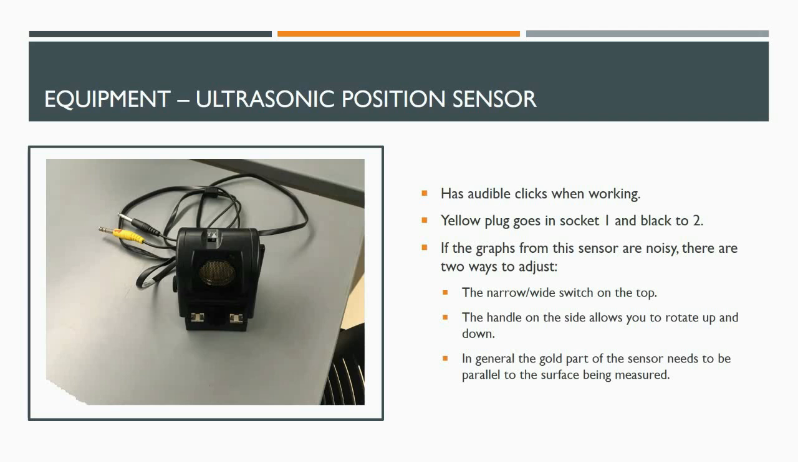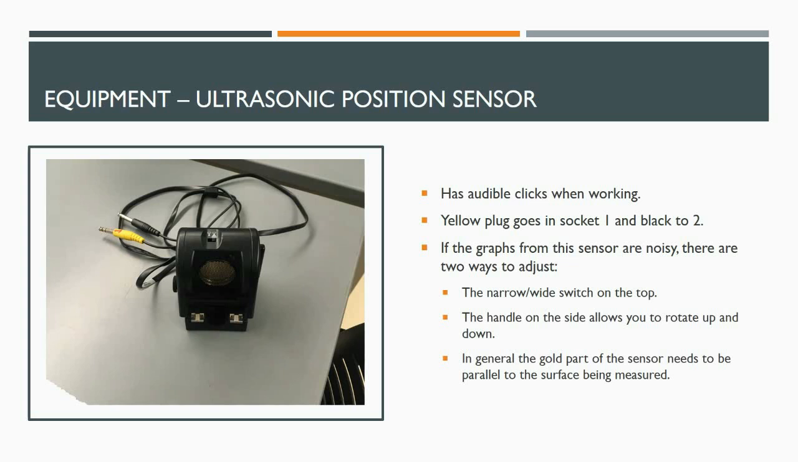This is the ultrasonic position sensor, and when it's working, you'll know it has the audible clicking noise. The yellow plug goes into socket 1 on the interface, and black plug goes into socket 2. If the graphs from the sensor are noisy, you're going to need to adjust the sensor. It's not always going to be perfectly aligned.